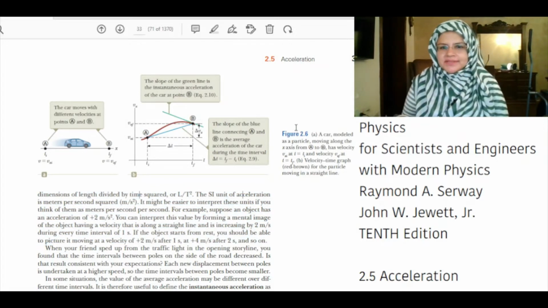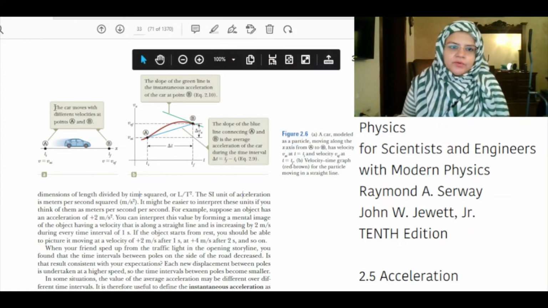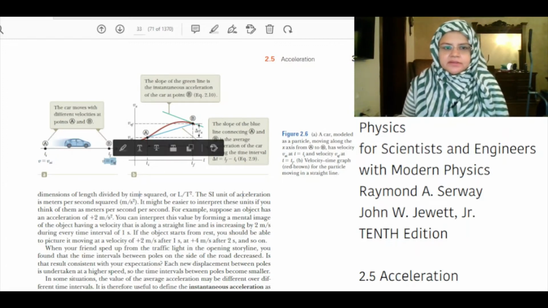Figure 2.6a, a car modeled as a particle moving along the x-axis from A to B with velocity vxi at t equal to ti and velocity vxf at t equal to tf. The car moves with different velocity at points A and B. At ti, the velocity is vxi and at tf, the velocity is vxf.